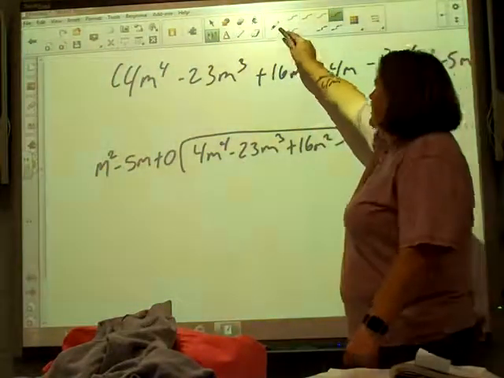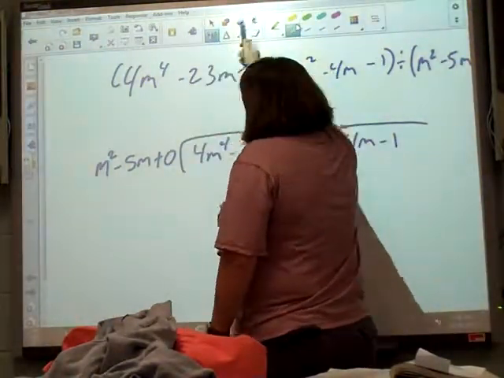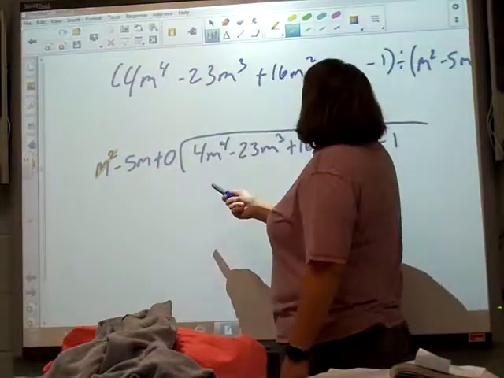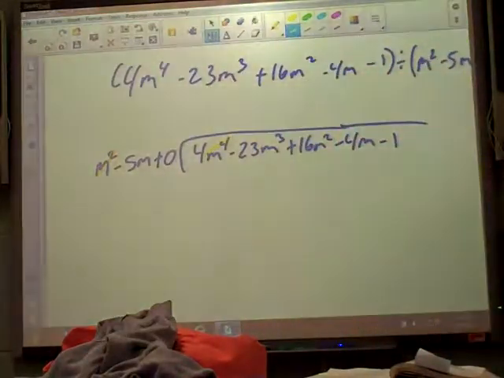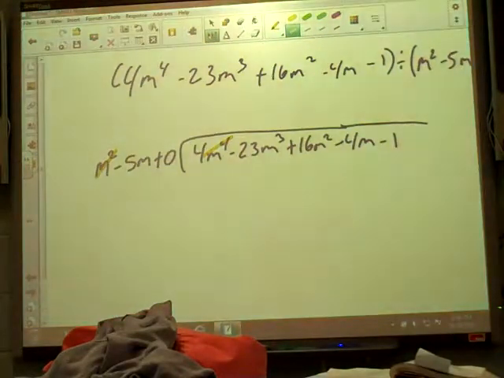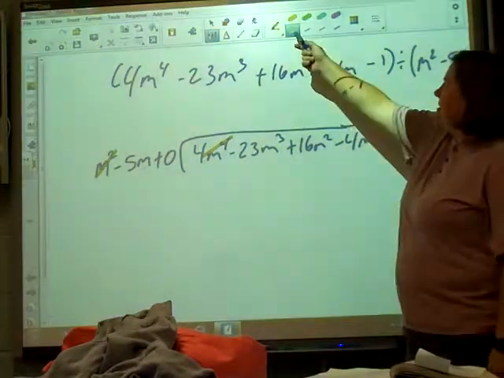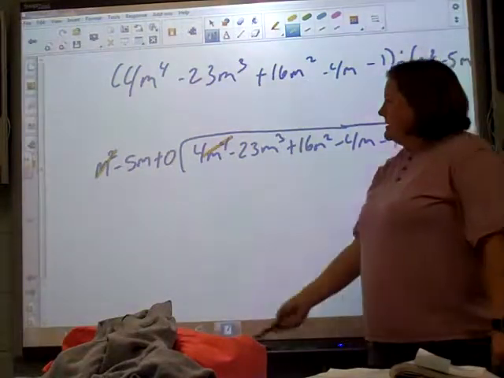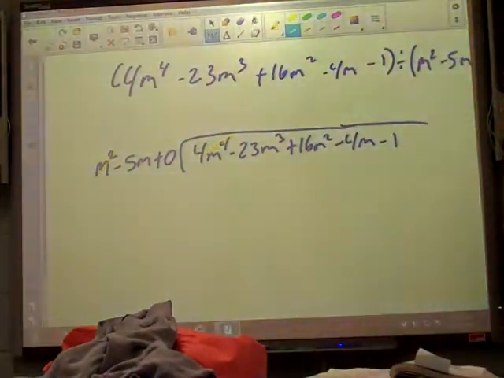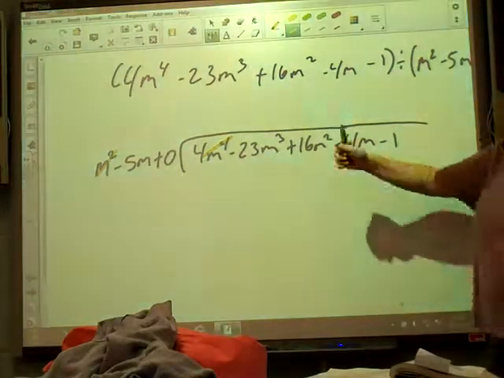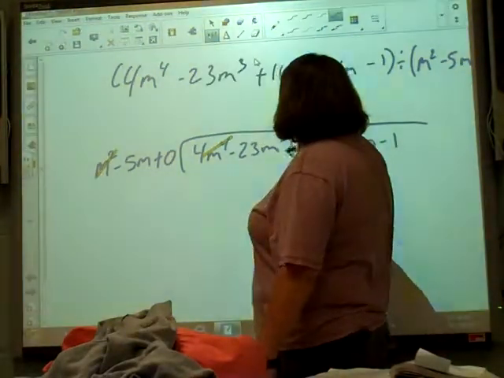Alright, so we start off. M squared times what is 4m to the 4th? 4m squared. So we're going to put 4m squared.